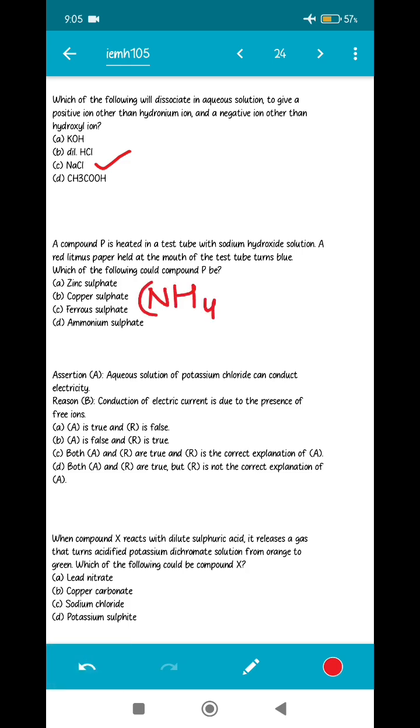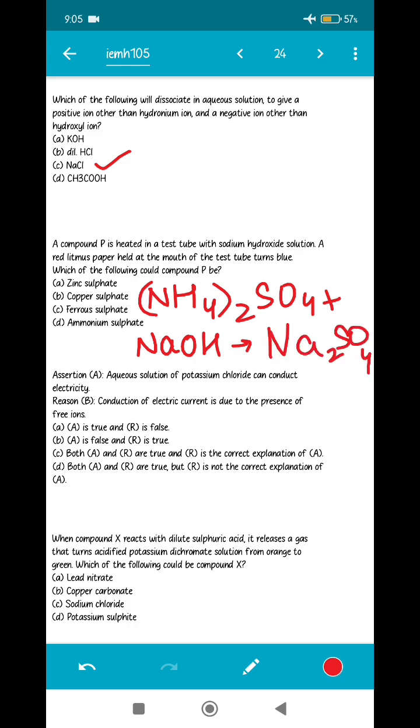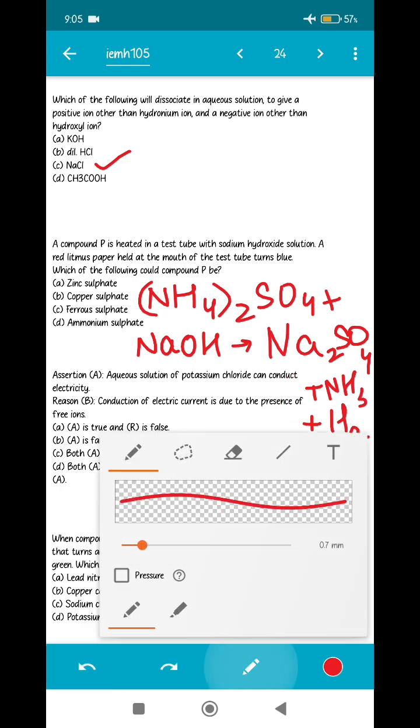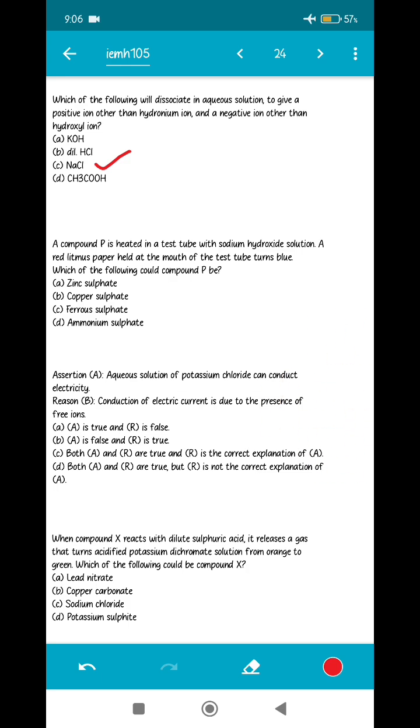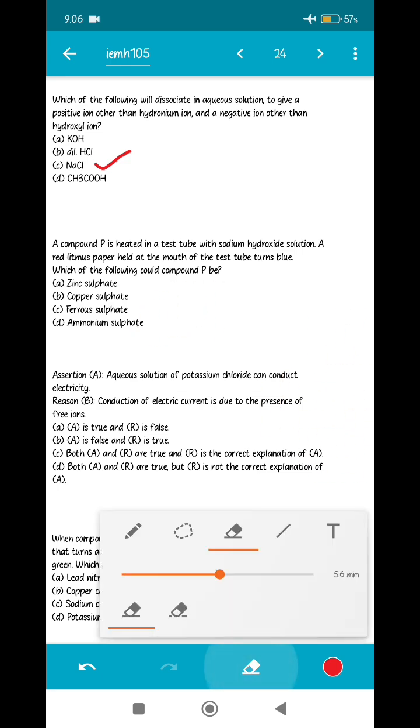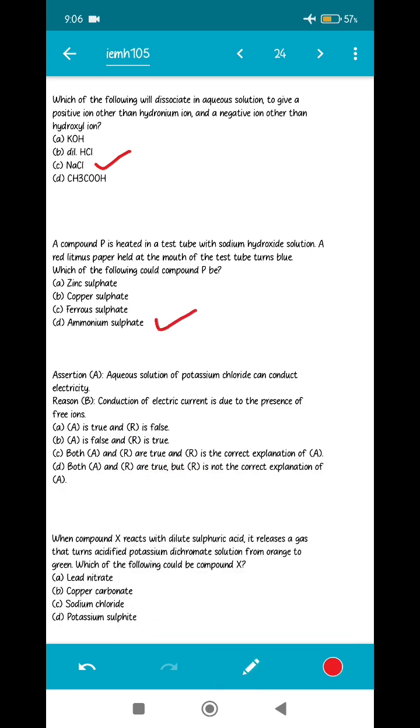(NH4)2SO4, ammonium sulfate. When it reacts with sodium hydroxide, we are going to get Na2SO4, we are going to get ammonia and we are going to get water. So this ammonia, when it is combining with water and touching the red litmus, is going to turn into ammonium hydroxide and show a blue color in the litmus paper. So the correct answer will be ammonium sulfate.